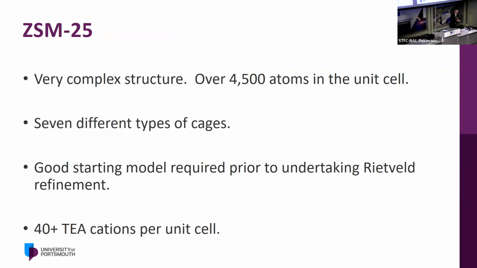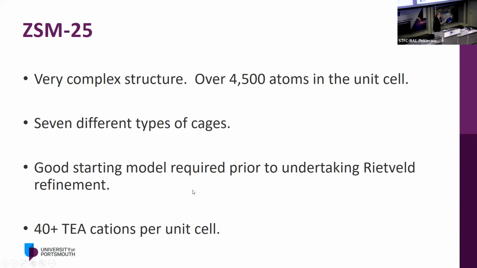Relatively simple structures there. We've looked at more complex structures, one in particular, ZSM25. I remember when we did the GULP work on NU87, I had to get hold of the source code and change the arrays because of the number of atoms there. Well, there were just 300 atoms in the unit cell, I think, at that point. Here's a structure with 4,500 atoms in the unit cell, very complicated.